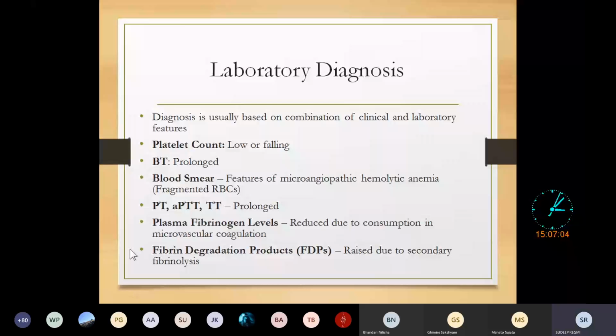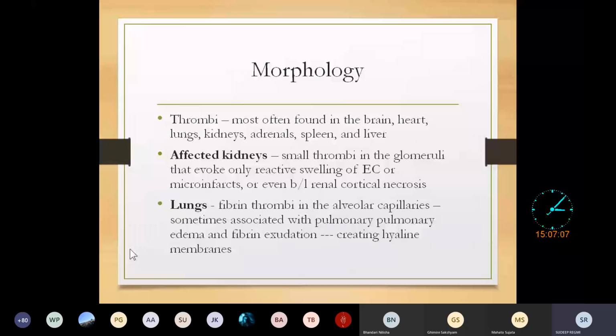Now this is the morphology of the end organs. Thrombi are most often found in the brain, heart, lungs, kidneys, adrenals, spleen, and the liver. In the affected kidneys, there will be small thrombi in the glomeruli. If it is localized, there can be only reactive swelling of the endothelial cells or microinfarcts, or it can lead to bilateral renal cortical necrosis if the affected part of the kidney is larger.